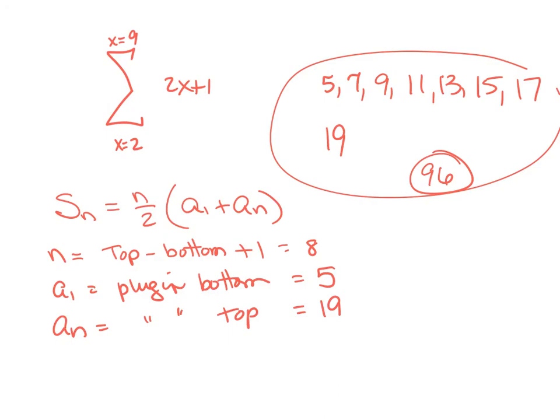Now we put it in. So we have 8 over 2 times (5 plus 19), which is 4 times 24, which is 96.